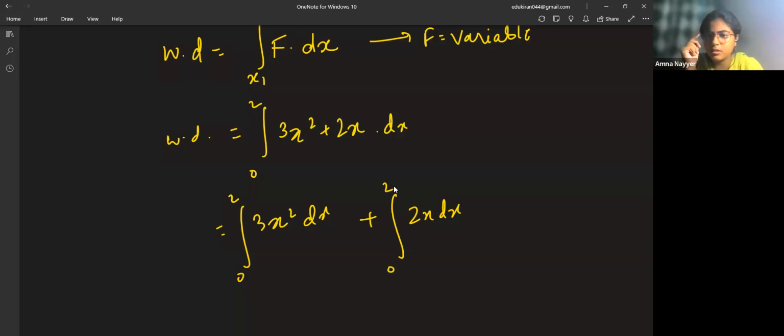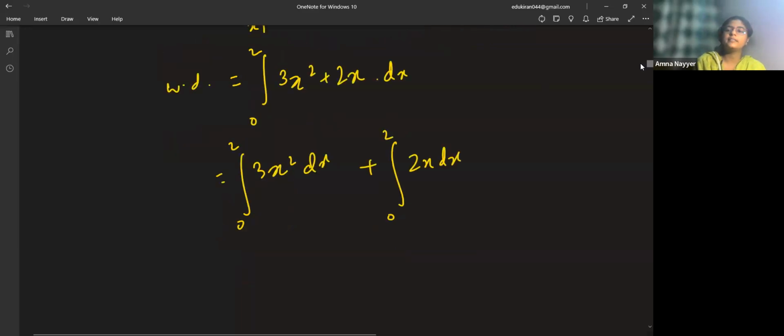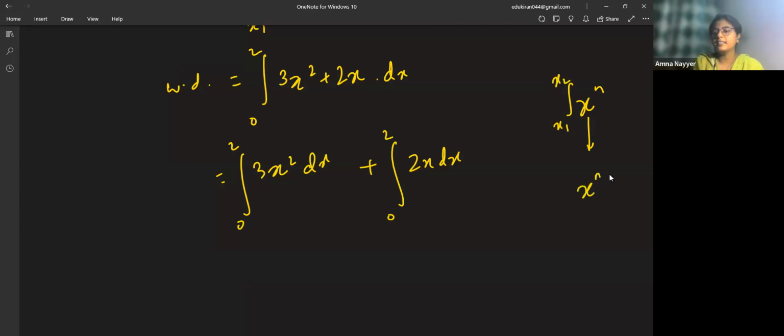Differentiation also will be used, but in this lesson you have more usage of integration. So please revise and come in the next class. Now 3x square, how do we integrate? When x to the power n is there and you are integrating from x1 to x2, you write it as x to the power n plus 1 divided by n plus 1, and then put the limits x1 to x2.